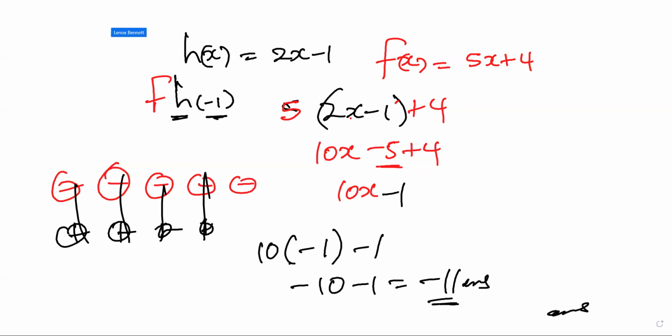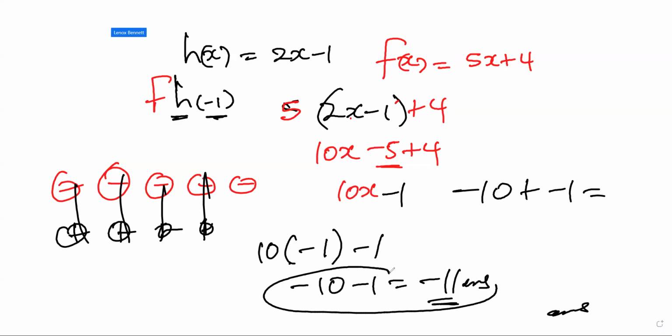Sir, one question. Yeah, go ahead. Why do we never write the negative at the front? Because I said negative and negative make positive. But that's when you're multiplying. This is adding. This is the same thing as saying negative 10 plus negative 1. Remember, this is not multiplying or dividing.